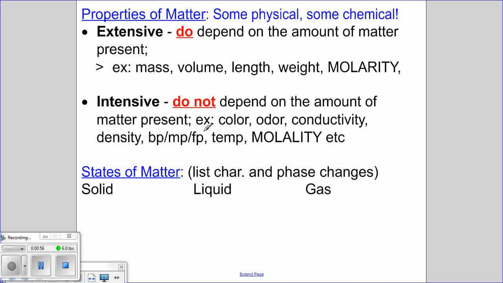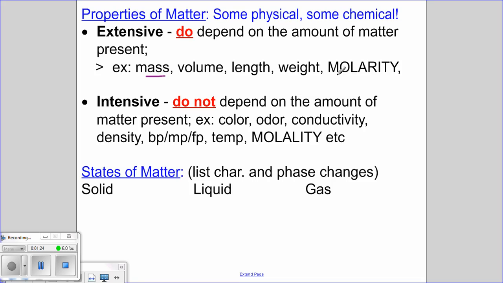We also categorize properties as extensive properties versus intensive properties. So extensive properties, the definition of this is that the property does depend on the amount of matter present in the sample. So obviously mass is an extensive property because more mass means there should be more matter. Or more volume means there should be more matter present. Less matter should be less volume, etc.